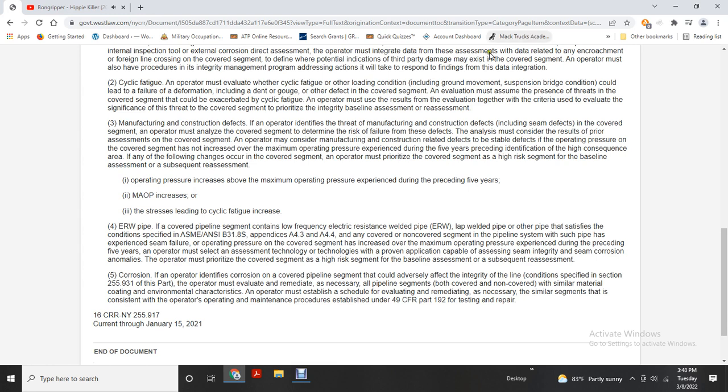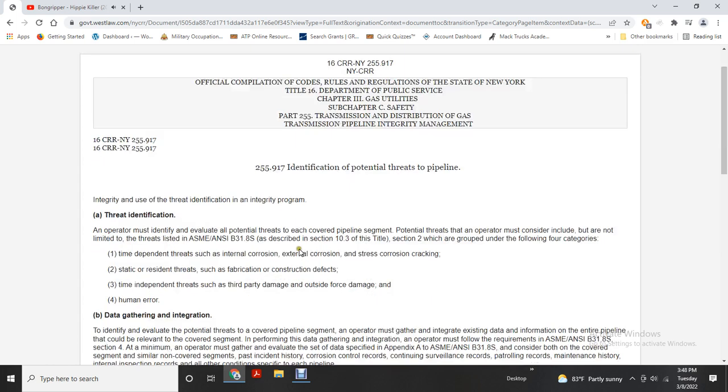or corrosion, if the operator identified a corrosion threat on a covered pipeline segment that adversely affects the integrity of the line and the conditions specified in section 192.931. The operator must evaluate and remediate the necessary pipeline segments, covered and non-covered, with similar material, coating, and environmental characteristics. The operator must establish a schedule for evaluating and remediating the similar segments that is consistent with the operator's operating and maintenance procedures established under Title 49, Part 192 for testing and repair. That was identification of potential threats to the pipeline.